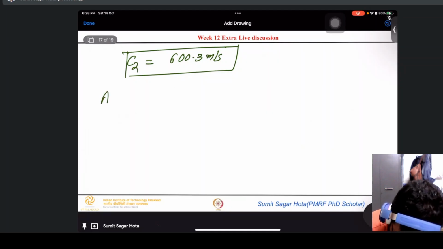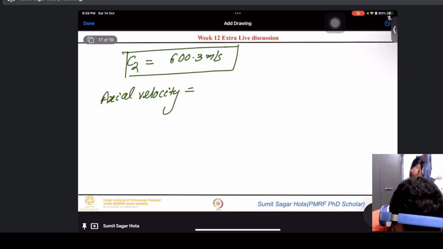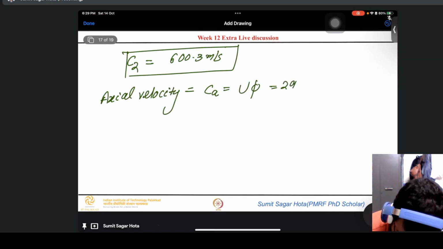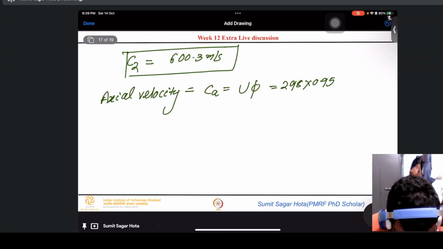So axial velocity is equal to CA is equal to U into phi, okay, is equal to 298 into 0.95. Everything given, okay. 0.95 is your what? Flow coefficient, okay. And the 298 is your what? Blade speed, mean blade speed, okay. If you do it, you will get 283 meter per second, your CA.